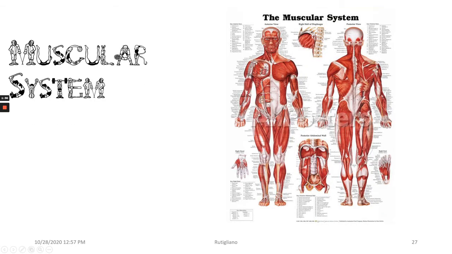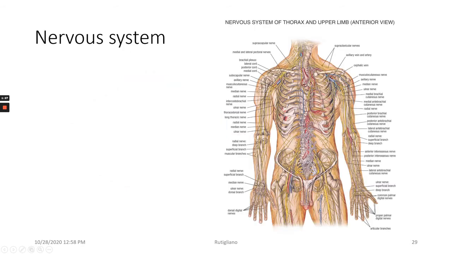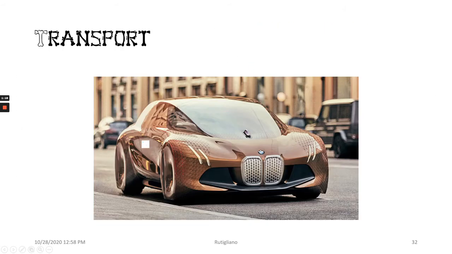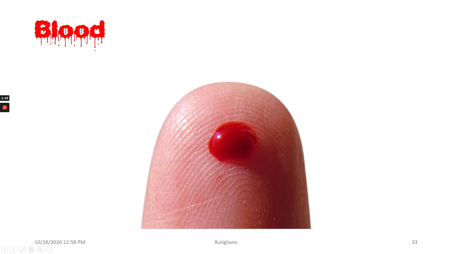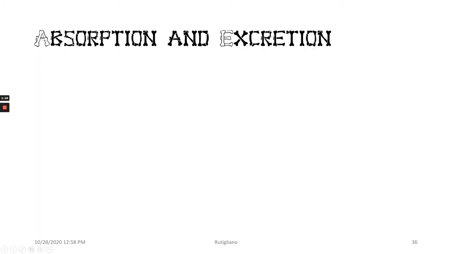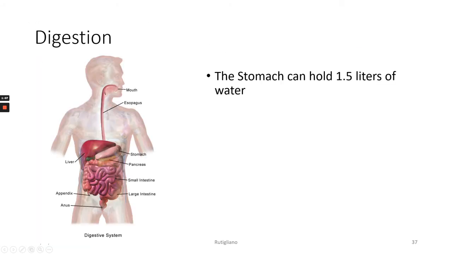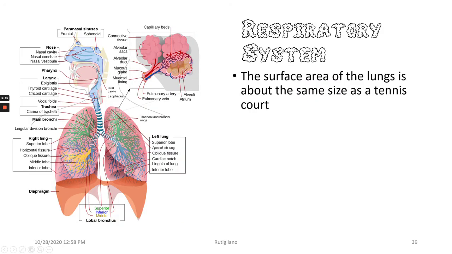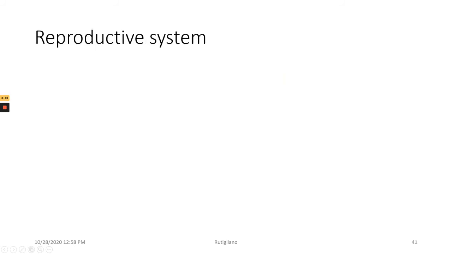We'll move on to the muscular system, right, and then integration and coordination, so like our nervous system, our senses, endocrine system, right, and then more transport within the body like blood, carrying nutrients and oxygen, cardiovascular system, lymphatic system, and then absorption and excretion, so digestion. We'll talk a little bit about nutrition, right, and then respiratory system, urinary system, and then reproductive system we'll save towards the end. And that will be pretty much our 1 semester, 2 marking quarter class.